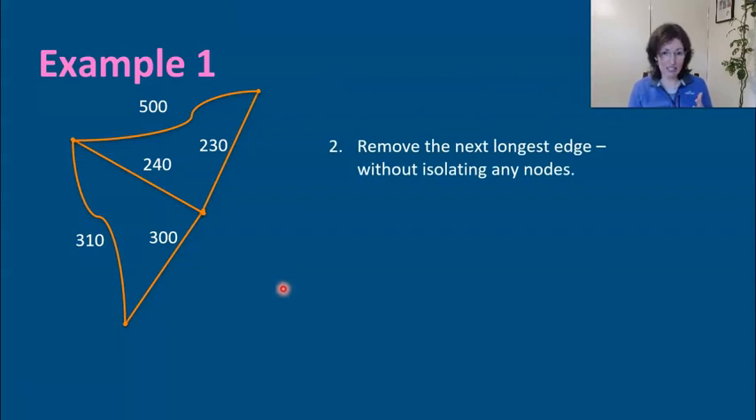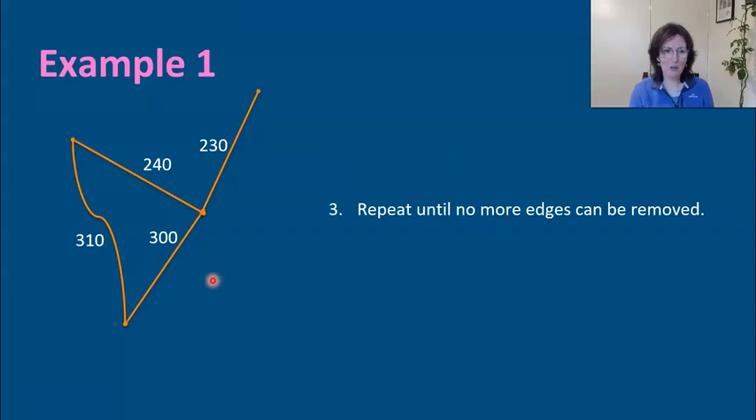What's the next longest edge? So edge, look at the numbers. 500 is the longest one. If we remove that, is anything isolated? No, we're fine. So let's remove that one now. 500's gone. And here's our diagram still. Keep going. What's the next highest number? It is 310. Can we remove this one? Yes, we can. And therefore the sprinklers will still be connected.